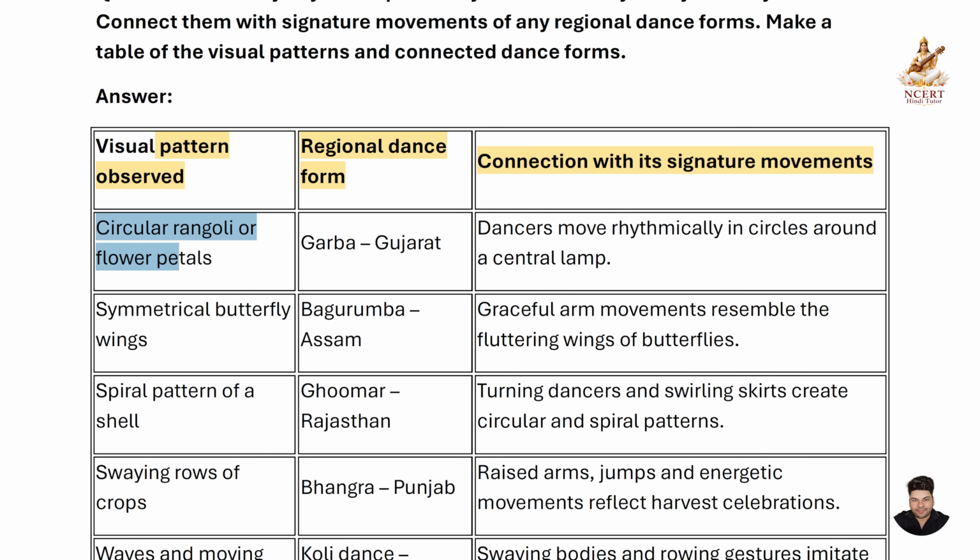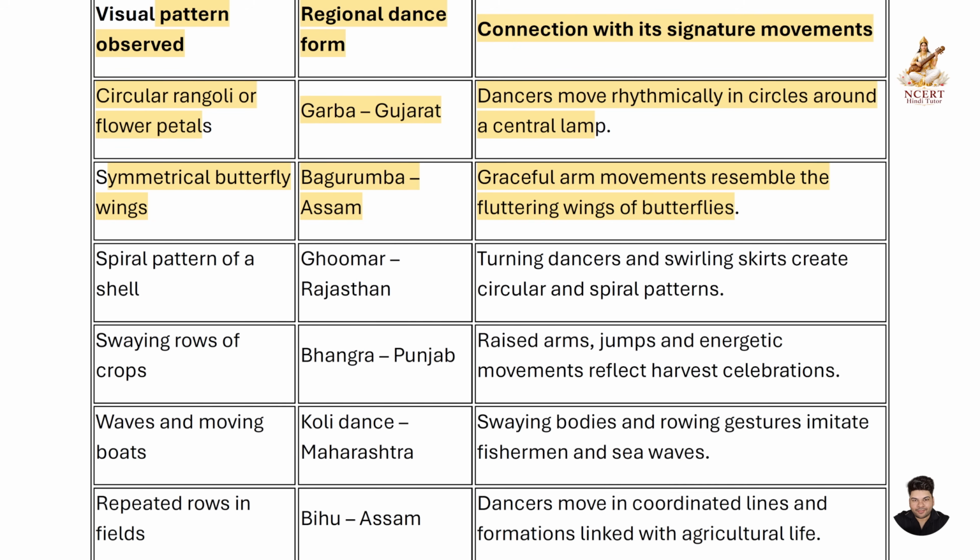First, circular rangoli or flower petals. Regional dance form Garba, Gujarat. Dancers move rhythmically in circles around a central lamp. Next, symmetrical butterfly wings. Bagurumba, Assam. Graceful arm movements resemble the fluttering wings of butterflies. Next, spiral pattern of a shell. Ghumar, Rajasthan. Turning dancers and swirling skirts create circular and spiral patterns.